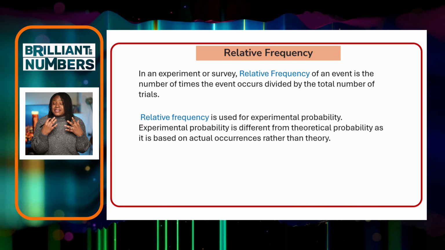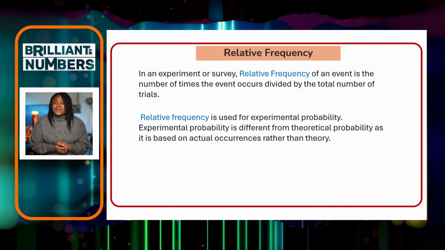So, for example, the theoretical probability of rolling a 6 on a die is 1/6, since there is just 1 six on the die. However, the frequency or the relative frequency, if we're doing an experiment, will depend on the number of times we have rolled that die altogether.